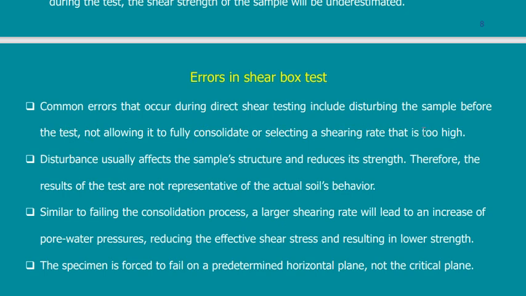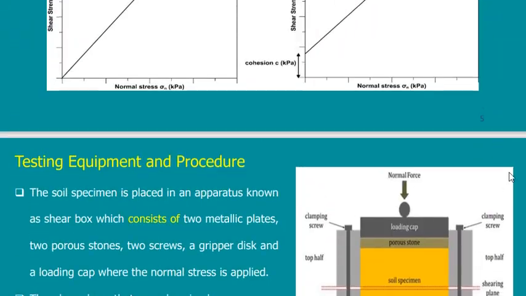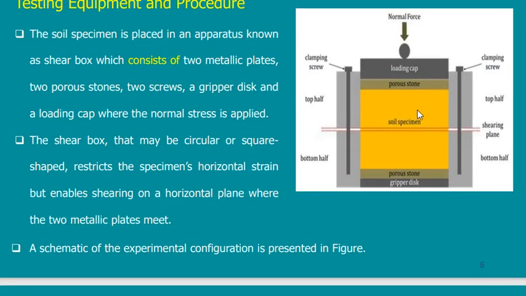If you remember, we said that transferring the sample from the site to the lab will induce some disturbance for the sample. So this is the first error, the error due to the disturbance of the sample. Not allowing the sample to fully consolidate. You remember that we said that this is the sample, here is a porous plate and here is a porous plate, and the sample is full of water.